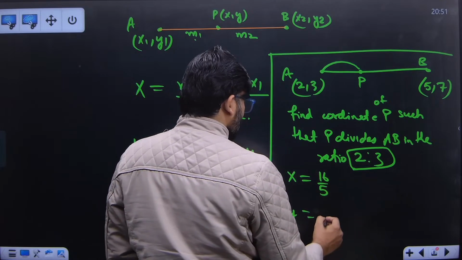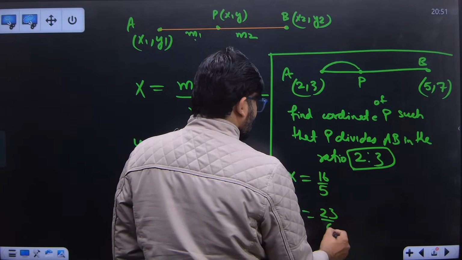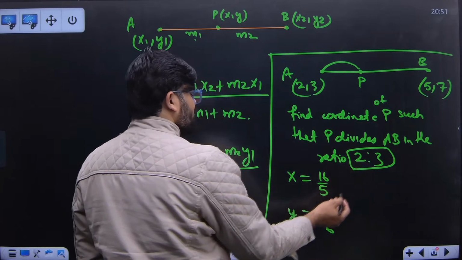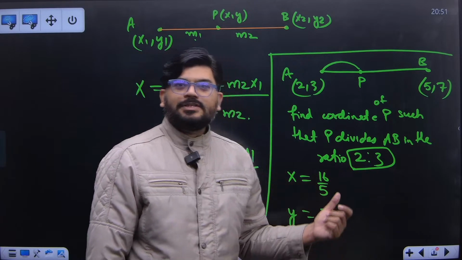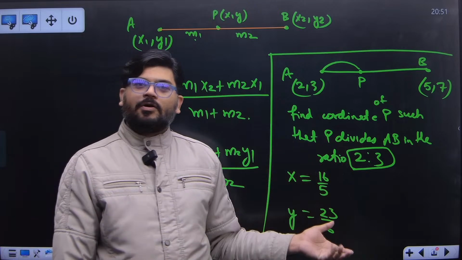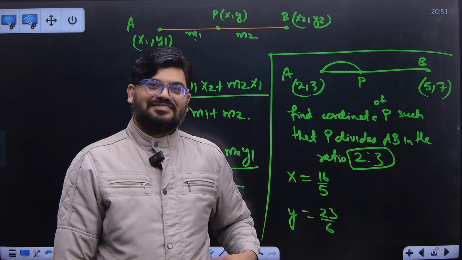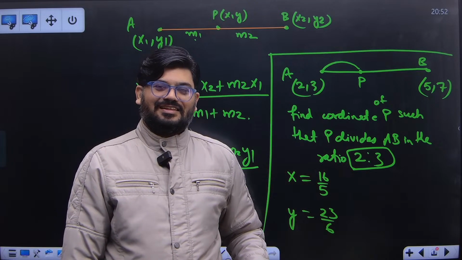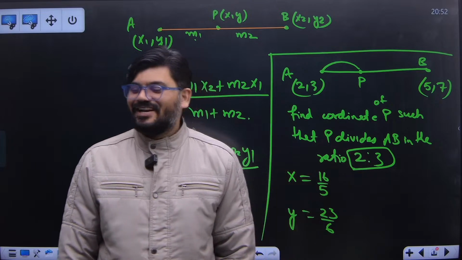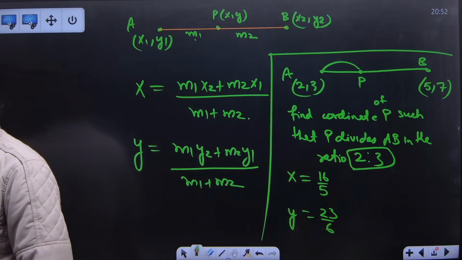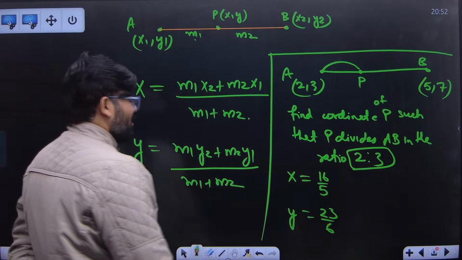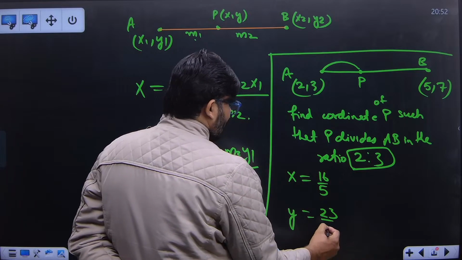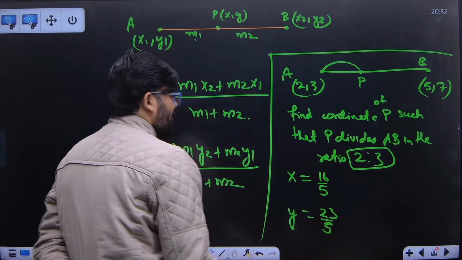And 23 by 6. How did you get 23 by 6, my dear? Come on. See, the denominator has to be the same for both of them. 2 plus 3 is 5. How can you get 6? I multiplied for the second one. You just check how to do it. Okay, so it is 23 by 5, right?